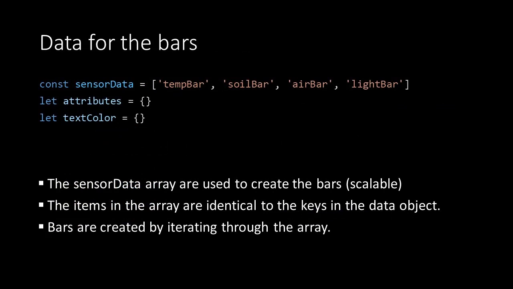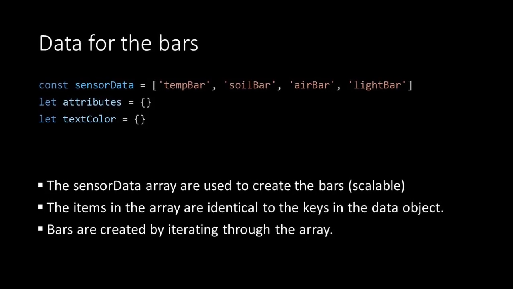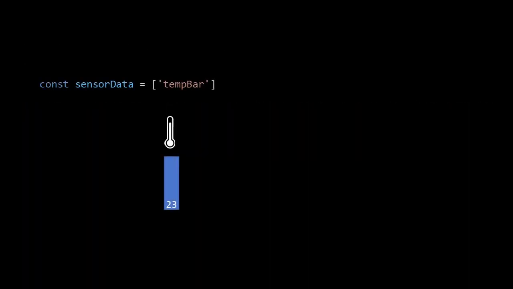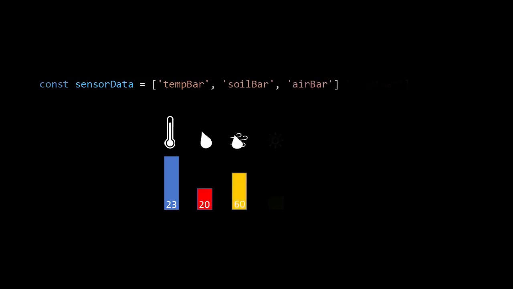Before we register our component, we need to collect some data that's important to generate the bars. The first one is the sensor data array. The items are the names of our bars, but they're also used as references to keys of other objects, like the attributes object, but also they are the keys of our data object. The number of items in this array defines the number of bars that will be generated. This means that our application is scalable.